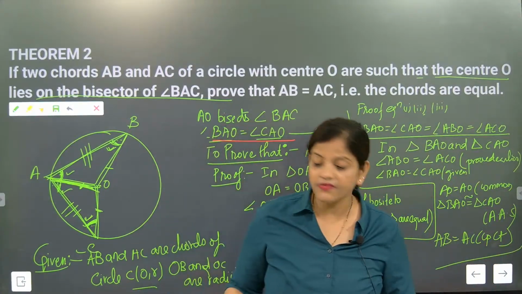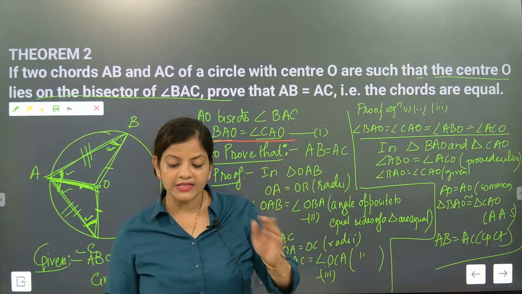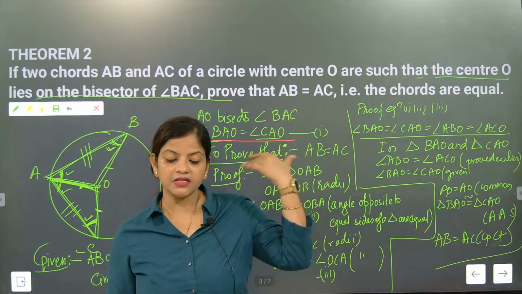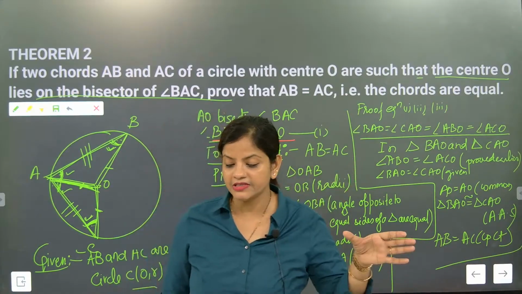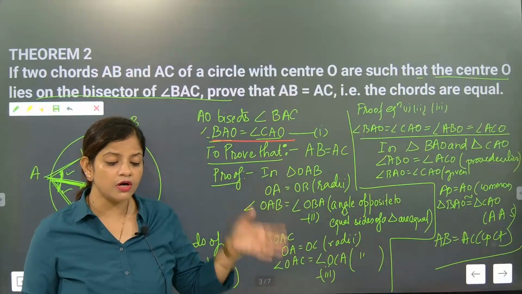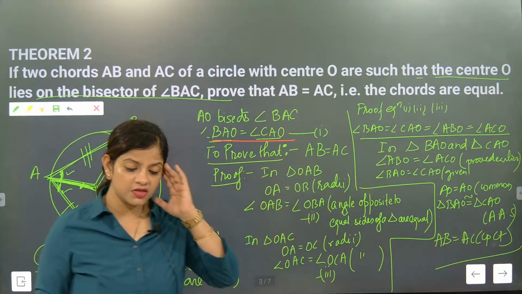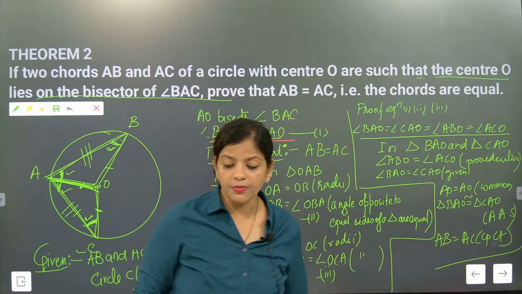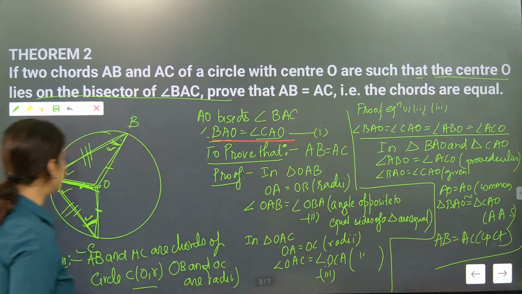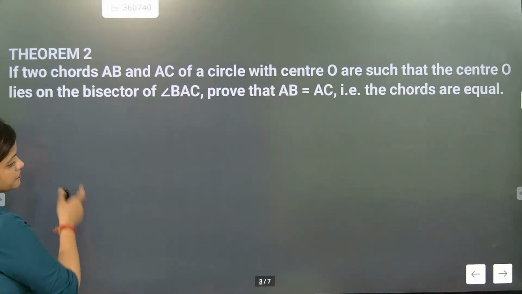So these things are very, very important. If any bisector bisects this angle, meaning from the center any bisector is drawn between two chords, the chord lengths are equal. This is the final conclusion. For any competitive exams, you can go with this part.